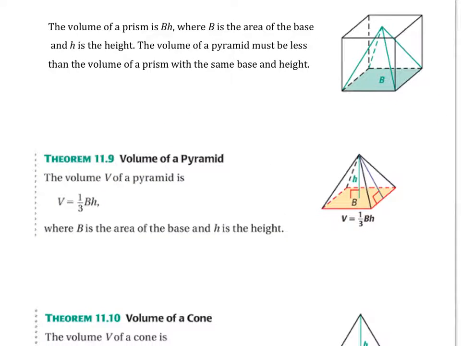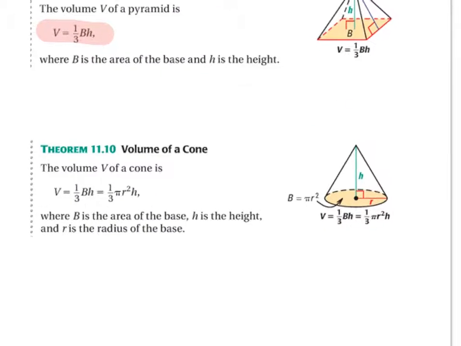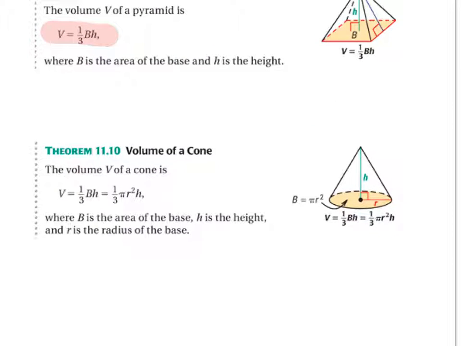So the volume of a pyramid uses the formula 1/3 the area of the base times the height. And the volume of a cone, like a cylinder, is going to have the same type of base, but it's going to come to a point. It's going to use 1/3 the area of the base times the height, where the area of the base is pi r squared.